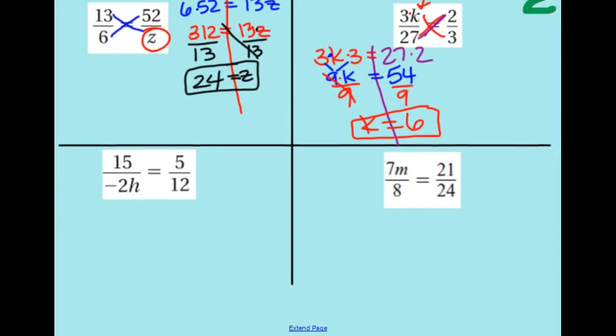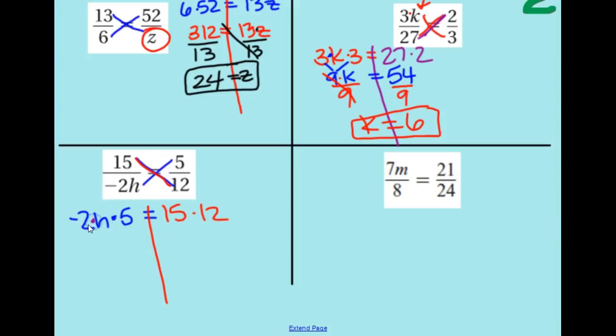Let's do the same thing down here. We're going to solve by cross multiplying. Multiply those, set it equal to multiply those. So we have negative 2h times 5. Set it equal to our other cross, which is 15 times 12.